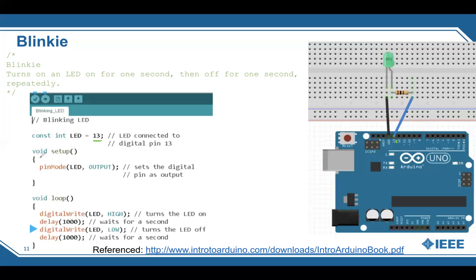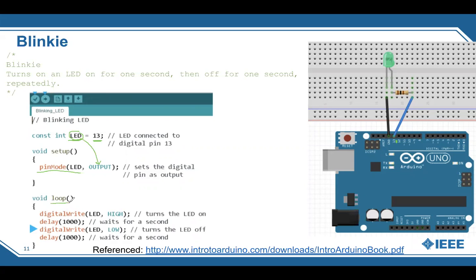And then we're going to have the setup code. We're going to declare that LED, which we labeled as a variable. So our LED is a variable and it's connected to digital pin 13. And we're going to set the LED as an output since we want to turn it on and off. So that's going to be the result: turning the LED on and off.